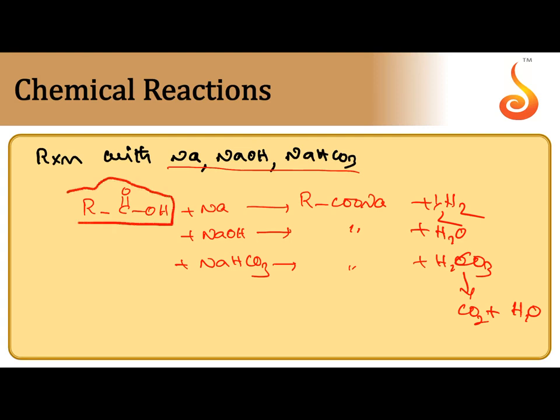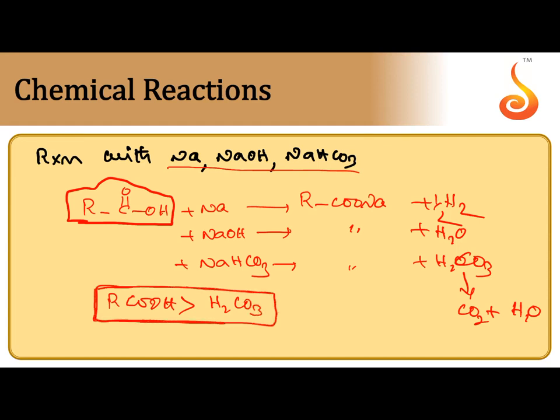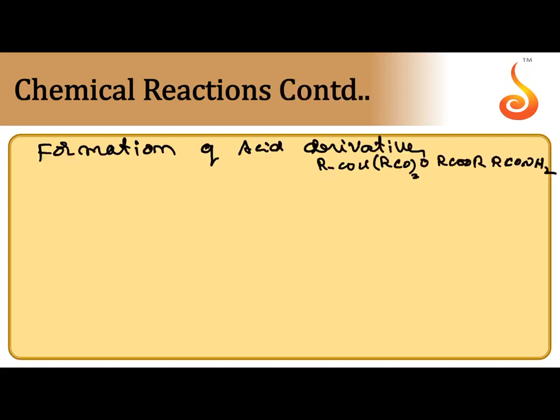So one thing you have to remember, since carboxylic acid is a stronger acid, the acidic strength of carboxylic acid is more than that of H2CO3. That's why carboxylic acids can react with weak bases, sodium carbonate or sodium bicarbonate, to give carbon dioxide gas. Alcohols and terminal alkynes won't undergo reaction with sodium bicarbonate or sodium carbonate.